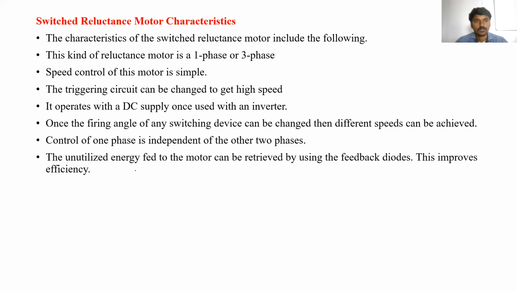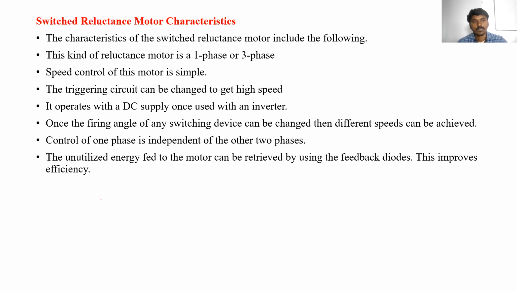It is clear. So, control of one phase is independent of the other two phases. If we are using multiple phases, more than one phase, we can control one phase at a time. We do not need to depend on the other phases, because at a time only one coil is going to be energized, either A dash or B dash or C dash or D dash, whatever.